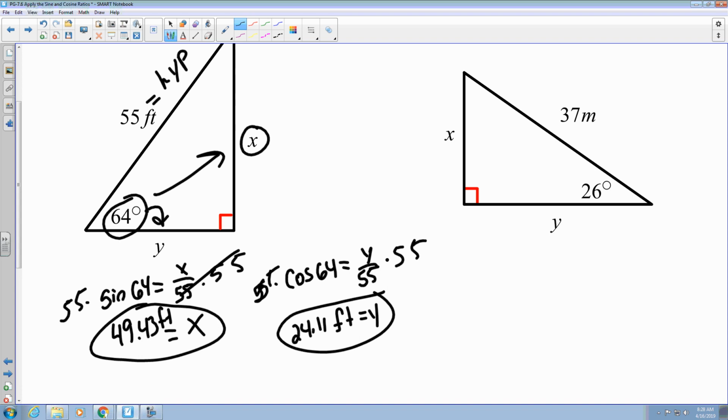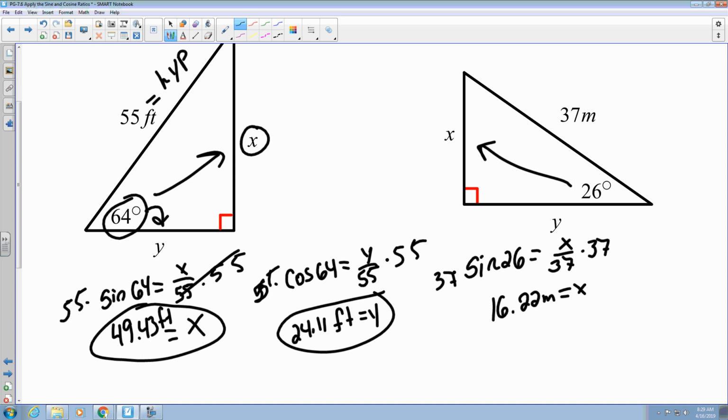Looking at the triangle to the right, we have a right triangle. One of the angles is 26 degrees, and we are given a hypotenuse, which is 37 meters. Same idea. I have the opposite over here, so I can use the sine of 26 equals x over 37. Again, multiply 37 to both sides. Calculate the sine of 26 and multiply it by 37.